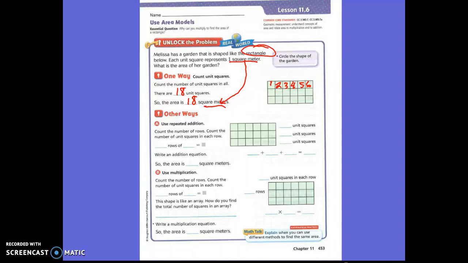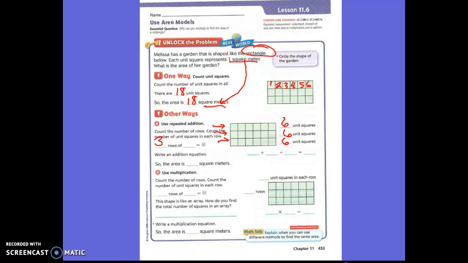3. How many rows are there? 3. Yes, remember rows go this way. There are 3 rows. Okay? How many squares are in each row? Let's look at this one. The first row, how many are there? 6. Second row, how many are there? 6. Third row, how many are there? 6. Okay. Each row has 6.